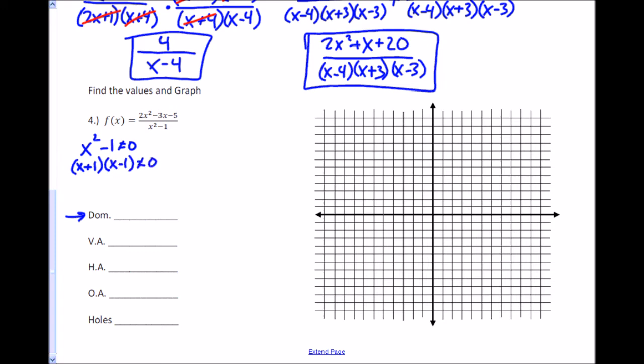can equal 0. And I set each of these equal to 0, so I find out that x cannot equal a negative 1 and x cannot equal a positive 1. So my domain restrictions are that x cannot equal plus or minus 1. Okay? So that's my domain.